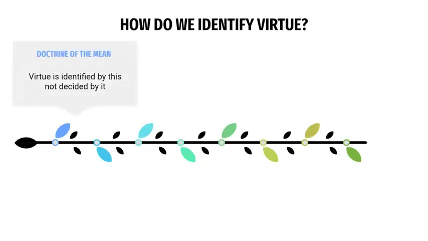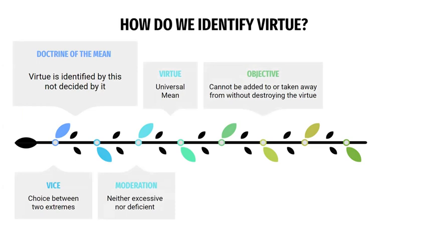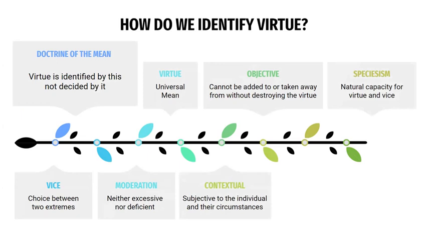So how do we identify virtue? Well, very famously, Aristotle gives us the doctrine of the mean, or the golden mean. So if you've ever heard of everything in moderation, this essentially comes back to Aristotle, right? If I eat an entire pizza, right, I'm going to overdo it. That's excess. But if I don't eat anything ever, obviously that's going to be a deficiency. So Aristotle thinks that virtue is the same. Virtue is identified by aiming for the mean between two extremes. Okay, so it is objective. It cannot be added to or taken away from without destroying the virtue. And it does involve moderation, neither excessive nor deficient.